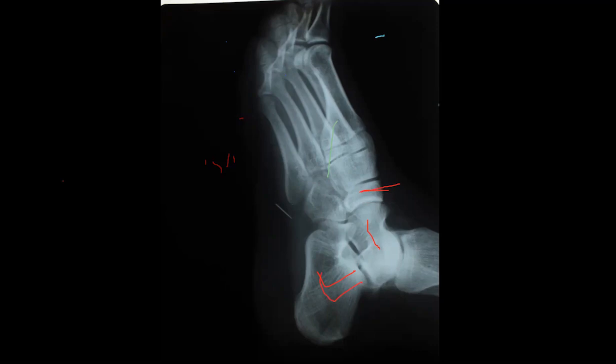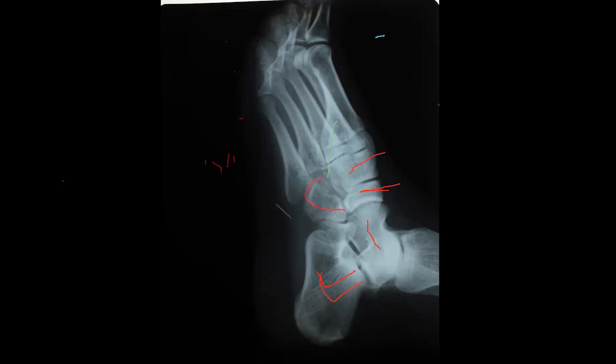This one in front is the navicular. It articulates with the talus. The navicular looks like a boat. It's very clear. And then the cuneiforms, and then the cuboid. This one is the cuboid.